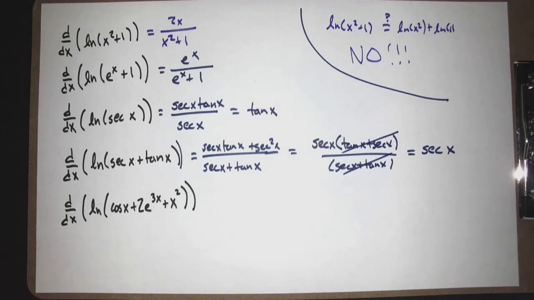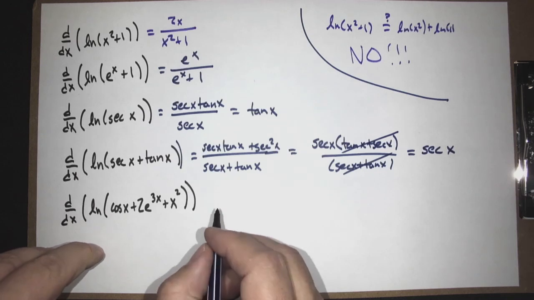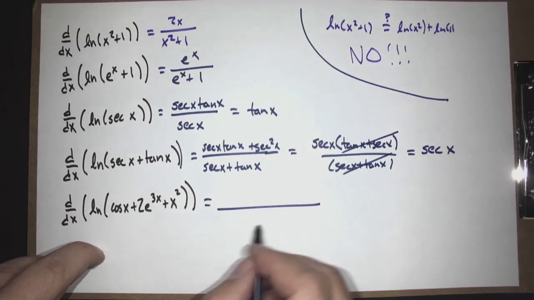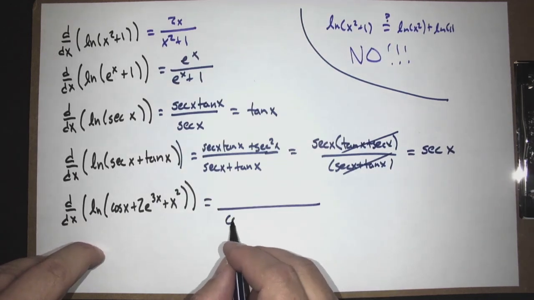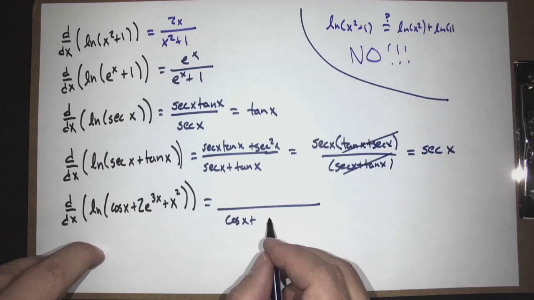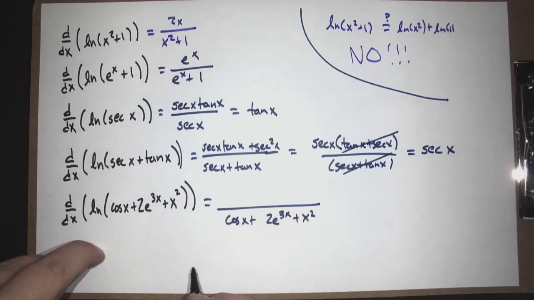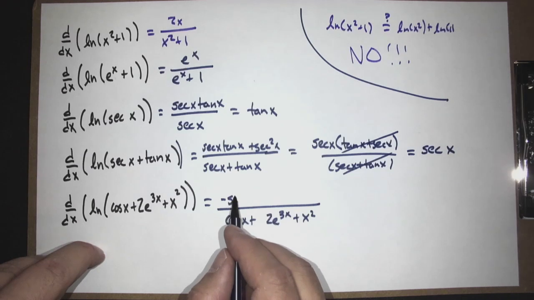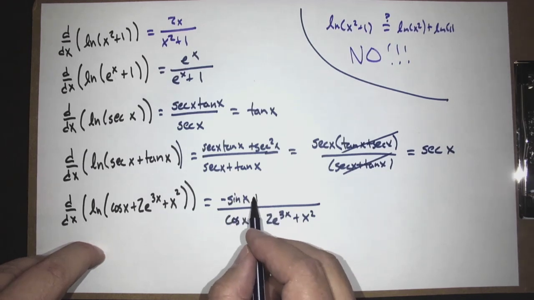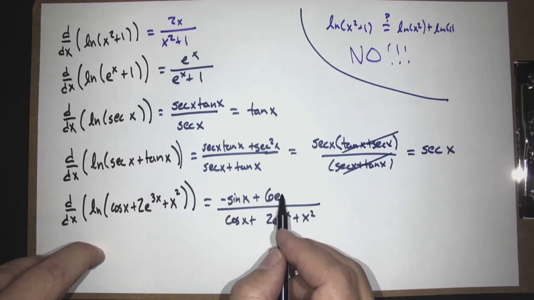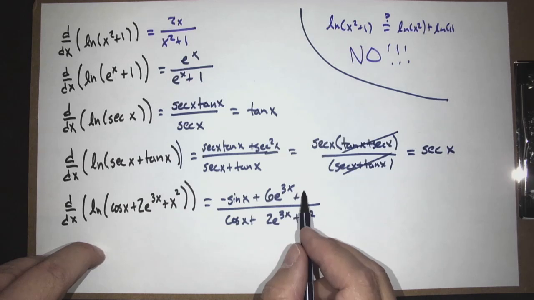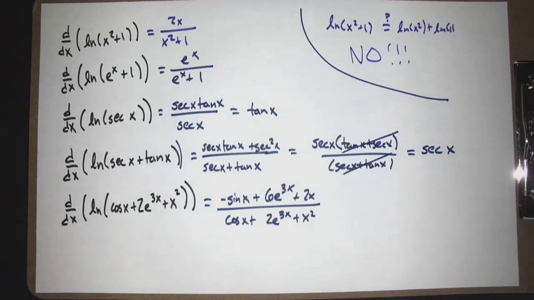Okay. How about this last one? What goes downstairs? Cosine x plus 2e to the 3x plus x squared. What goes upstairs? Negative sine x plus 6e to the 3x plus 2x. Yes? Any questions? No. We're good with logs? All right.